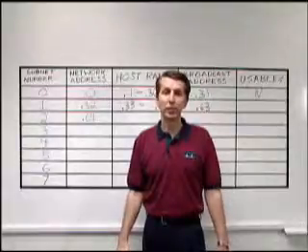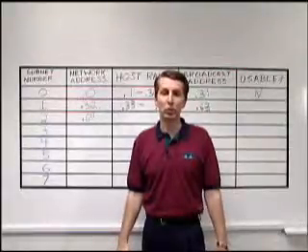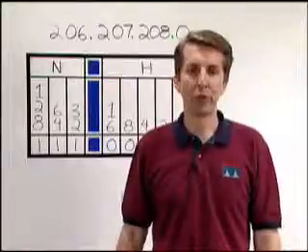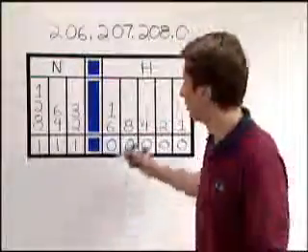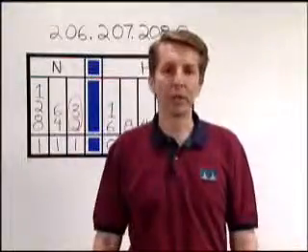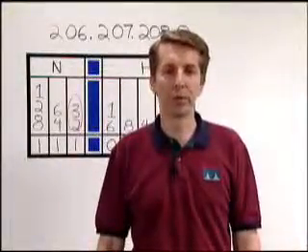The last rule of subnetting gives us a quick way of calculating the increment. The fourth rule of subnetting tells us that the decimal value of the last bit borrowed gives us the increment of the network address in our subnets. Since we borrowed the first 3 bits, the decimal value of the last bit borrowed is 32. So we know that we increment the network or wire address of our subnets by 32.